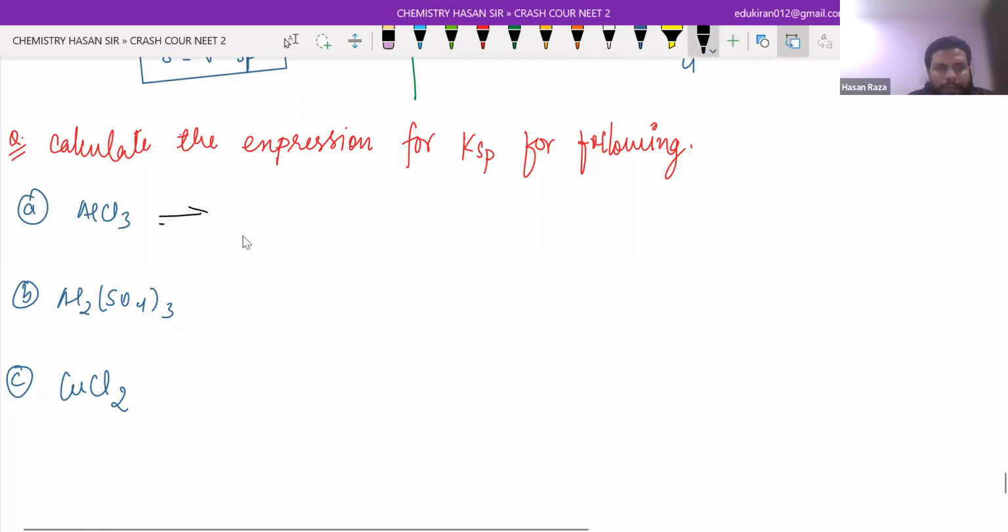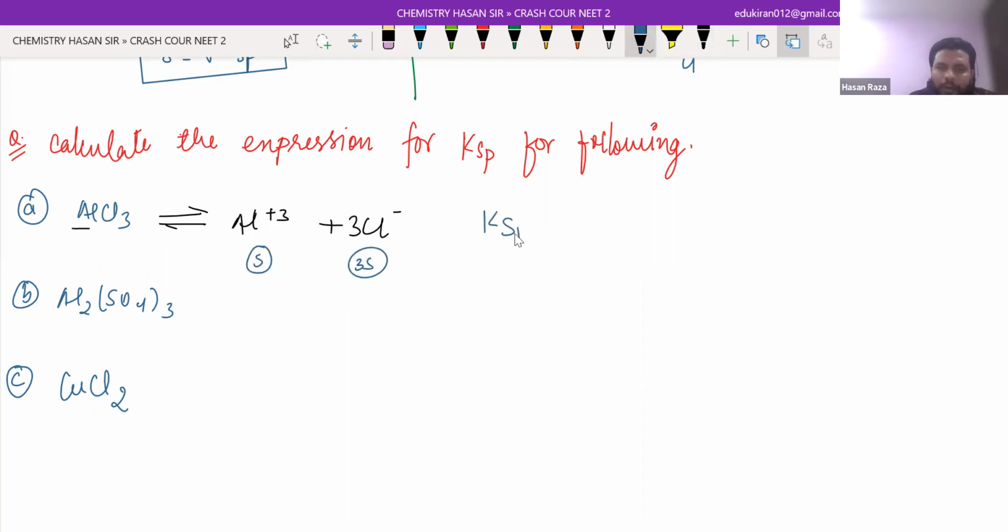See, if you are going to dissociate this, this will give you Al plus 3 and Cl will be dissociated into minus 1. So in order to balance it, you are going to write 3 here. And it will be 3s and here it will be s. Now for KSP, it will be equal to s into 3s raised to the power 3. So it will be 27 s raised to the power 4.